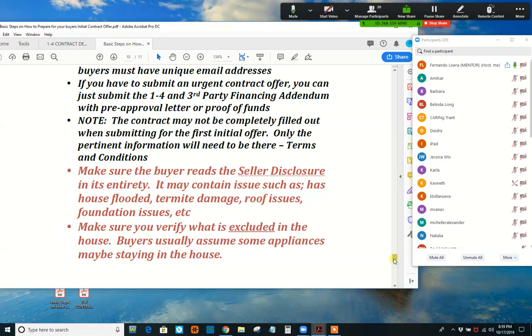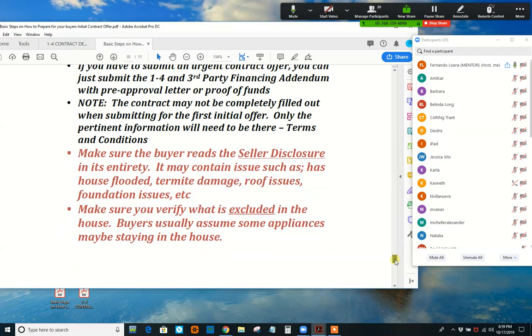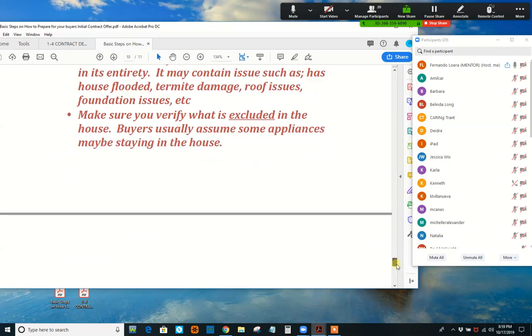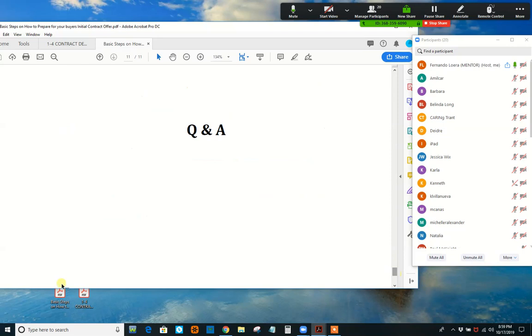Another thing very important is make sure you verify what's excluded. Buyers usually assume that some appliances may be staying within the house, and that's fine with them, but you need to verify that they're not, or they're not going to be. Okay. So that's my presentation.